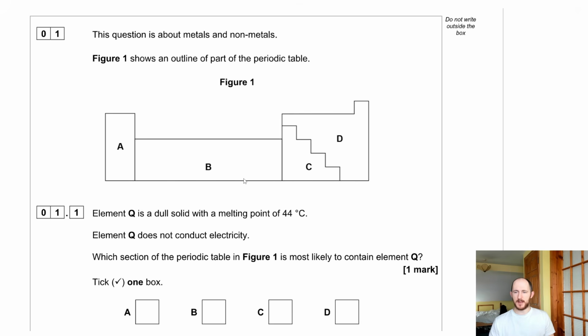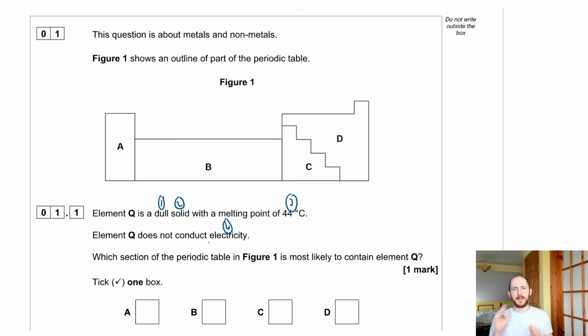We have the transition metals. We have some more metals over here. And then we have part D. So element Q is a dull solid with a melting point of 44 degrees. Element Q does not conduct electricity. So what we want to do is label the 3 bits of information. Well, maybe 4. We have the fact that it's dull, it's a solid, it has a melting point of 44 degrees, and it does not conduct electricity.